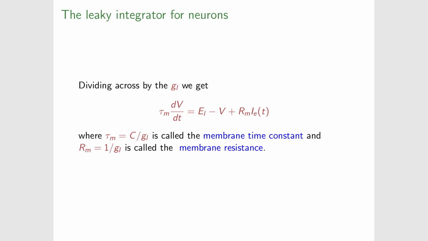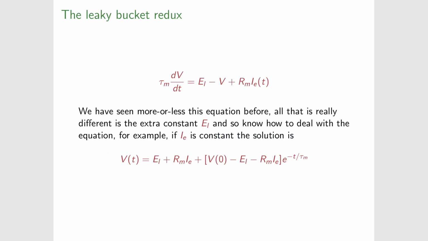And then when we divide across by the G, if you remember before, we ended up with 1 over G's everywhere. It's traditional here to write R_m for 1 over G_L. So R_m is the membrane resistance. And again, it's one of the passive properties of the cell, and it's one of the things that people measure when they are studying a neuron type. So that's our equation, tau_m dV/dt is equal to E_L minus V plus R_m I_E. And that's the leaky integrator part of the integrate-and-fire equation.